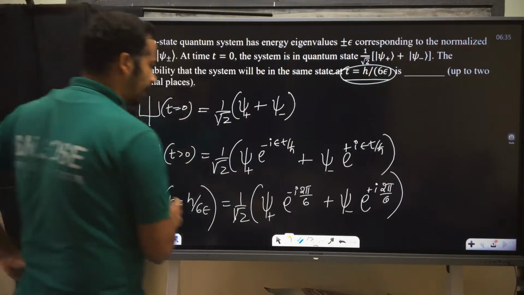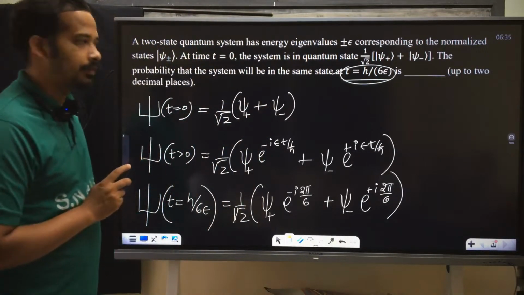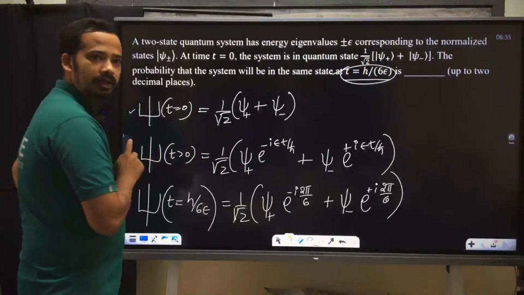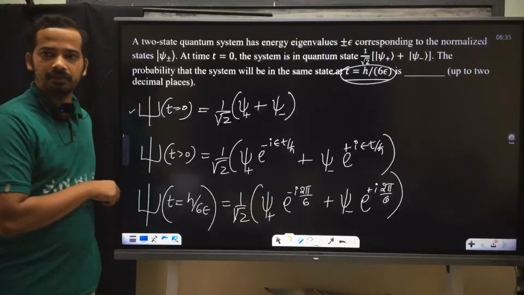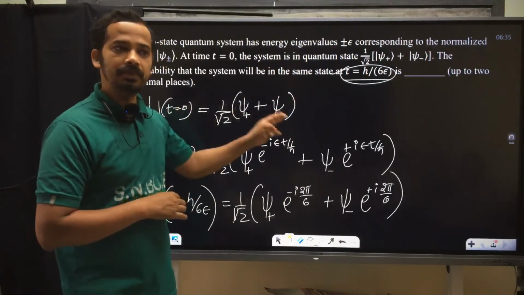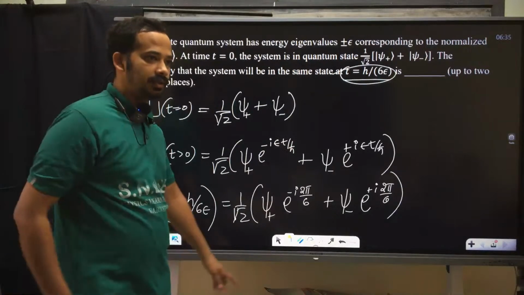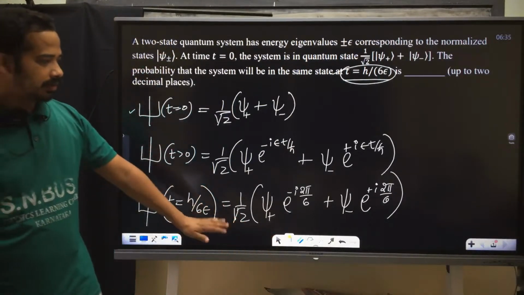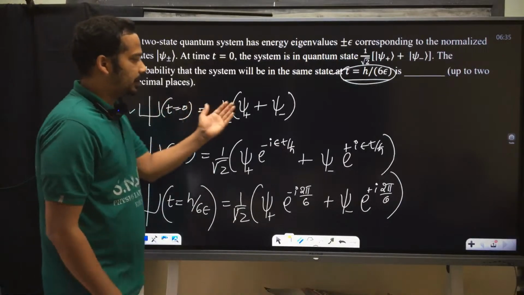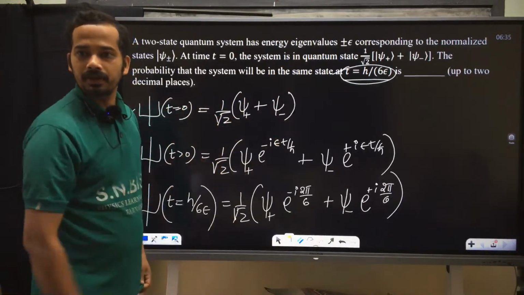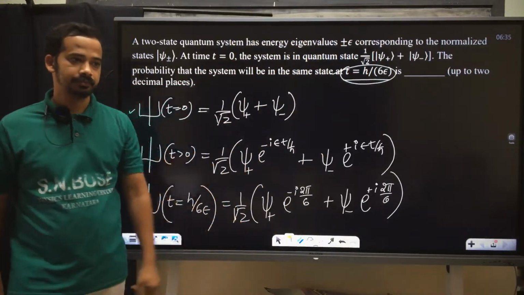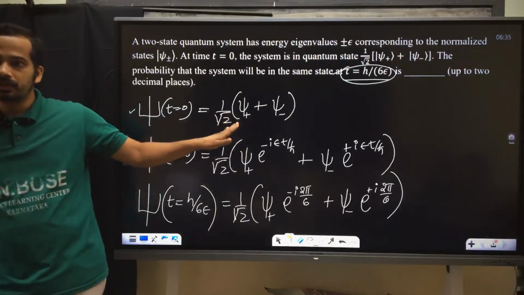Now, at this time you have done the measurement. What is the probability of getting this state back? Whenever we do the measurement, we get either psi plus or psi minus. Why is he asking the probability of getting a linear combination state? You will understand this with the spin idea. In spin, this may be a linear combination state of some operator, but that may be an eigenstate of some other operator.